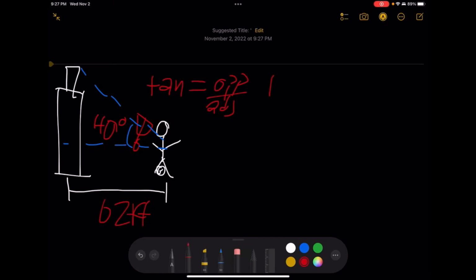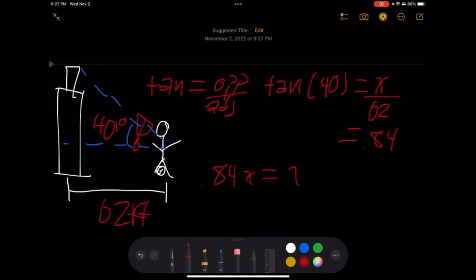So here you would just do tangent 40 degrees equals x over 62. And tan of 40 degrees is 0.84. And then you would just cross multiply. So 0.84 multiplied by x on both sides.